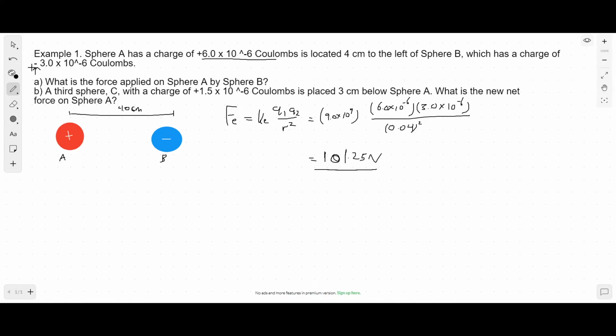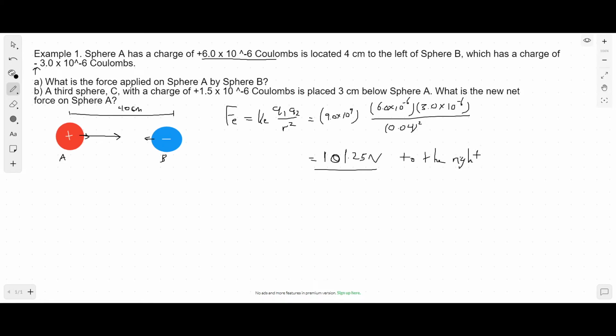Now the reason why I didn't include the negative in solving is because we're going to use the negative and the positive to understand in which direction the force is applied. Because these charges are opposite, we know the force will be attractive towards each other. So the force that A will feel will be towards B. So the force that B causes on A is going to be to the right. So I'm going to say right here, to the right.